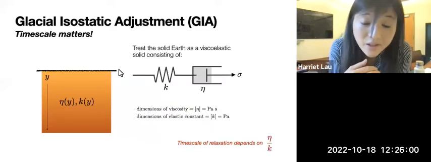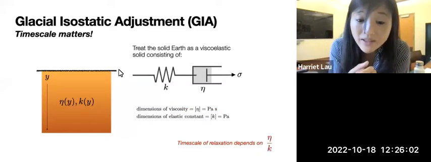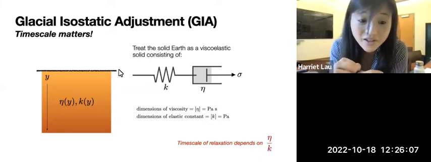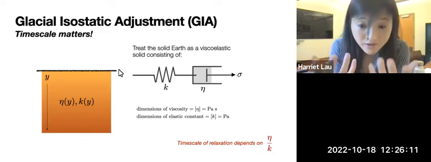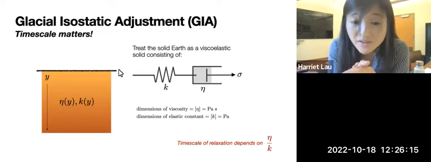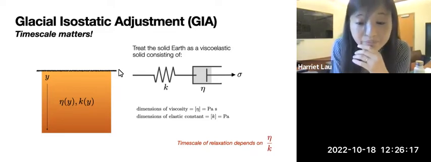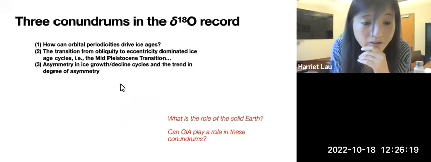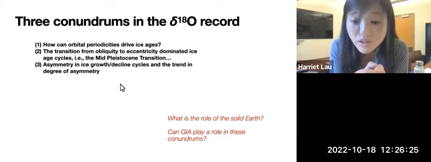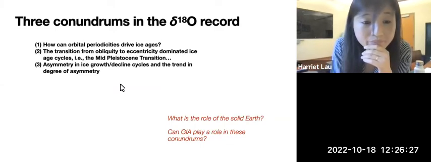Now, the time scale of relaxation really depends on the ratio of these two given their dimensions. And so since the elastic constant doesn't vary nearly as much with depth as the viscosity, it's really the viscosity that dominates changes in relaxation time scale. And so more specifically, can GIA, or glacial isostatic adjustment, play a role in these conundrums?